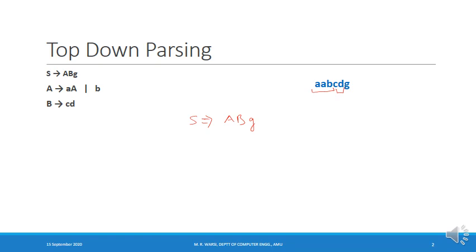In the next step of the derivation, I expand capital A using the first production and I obtain the sentential form small a, capital B and a small g. Now I can analyze this string with respect to this sentential form. If this string has got to be derivable from this sentential form, it can be broken like this.